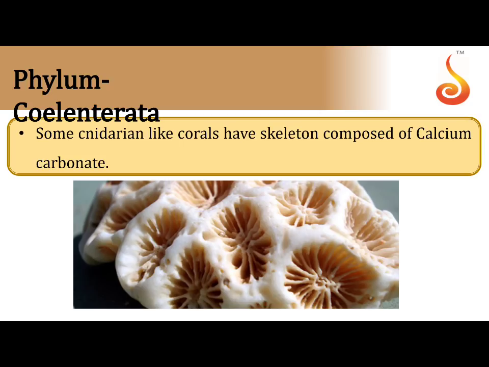Now, certain coelenterates are specialized. The specialization is deposition of calcium carbonate as exoskeleton. Again, if you can relate it, Porifera also had spicules which were calcium or silicon derivatives. These are corals, a very important part of Coelenterata.